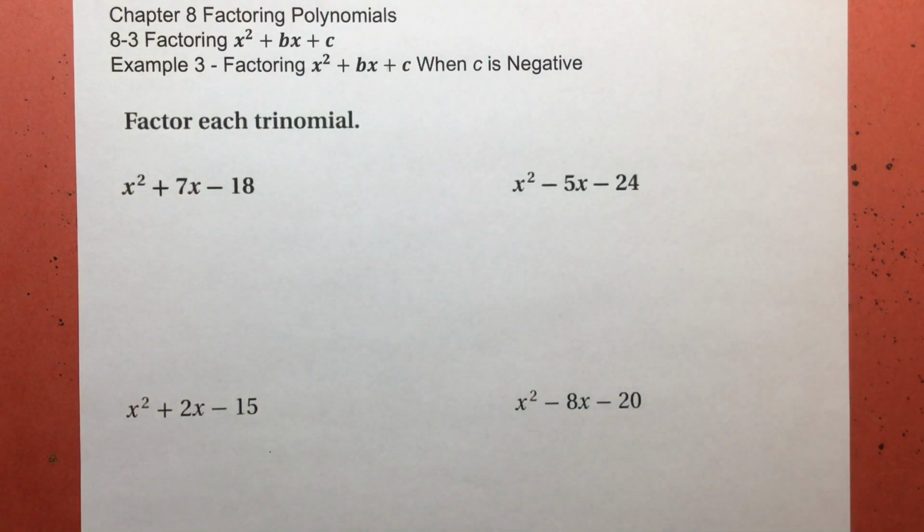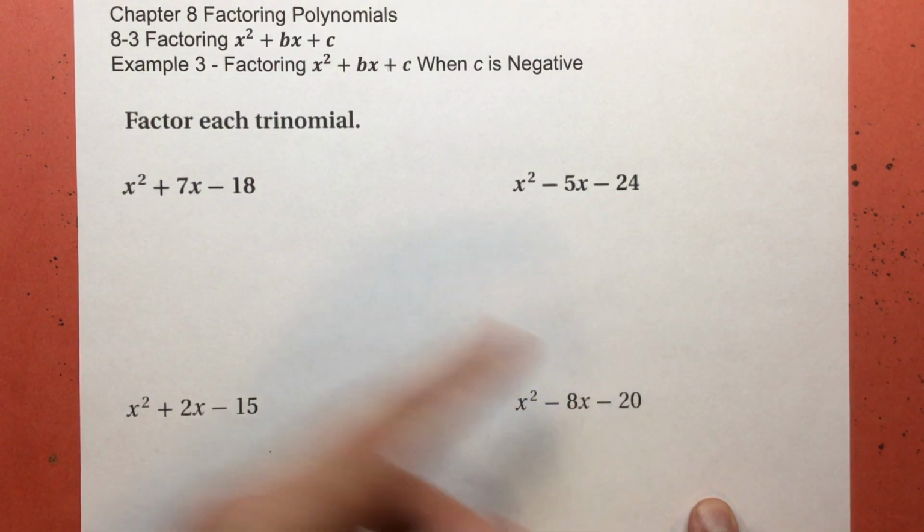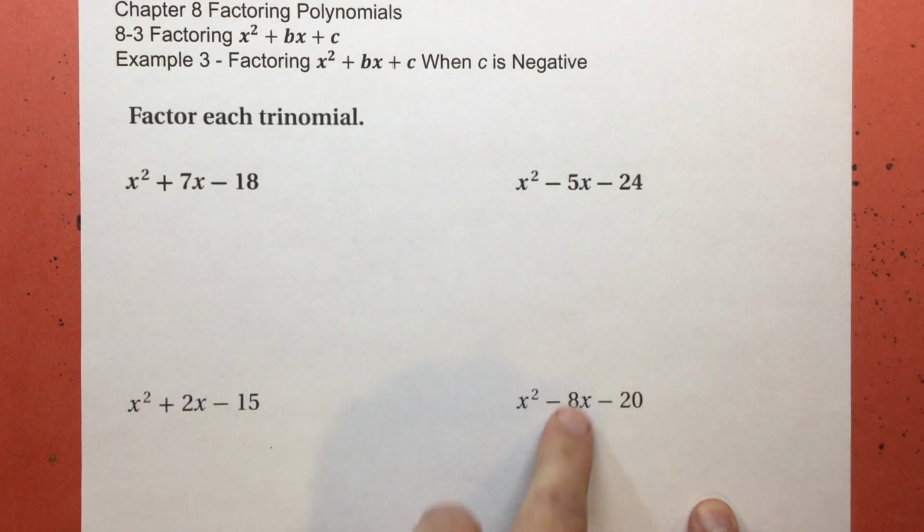Hello, welcome to Chapter 8, Section 3, Factoring x squared plus bx plus c. We're in example number 3, same as we did last example, except this time the last number is going to be negative. So that's negative, negative, negative, negative. Got it. But sometimes the b is either going to be positive or it's going to be negative. Okay, don't make it hard.